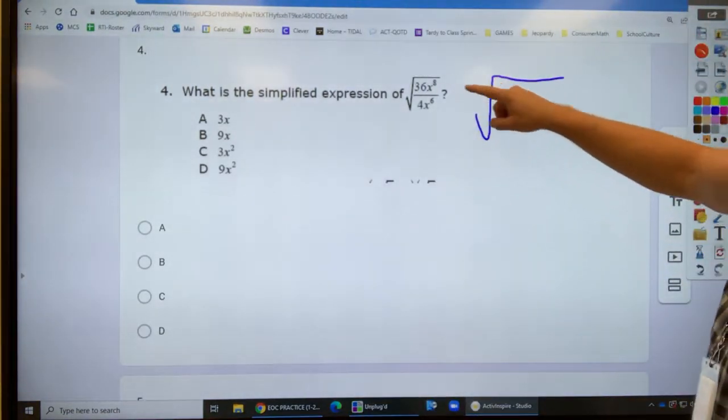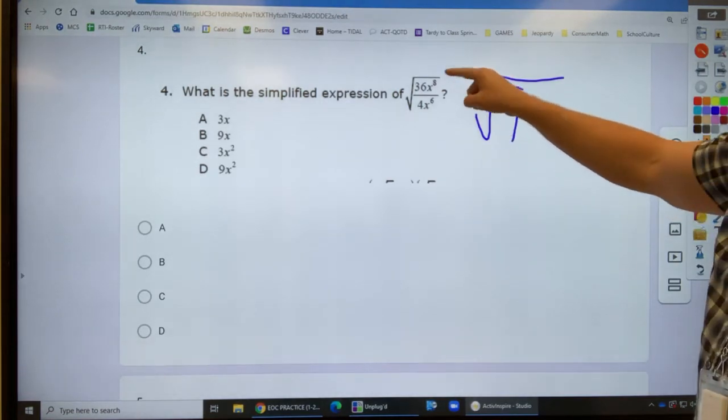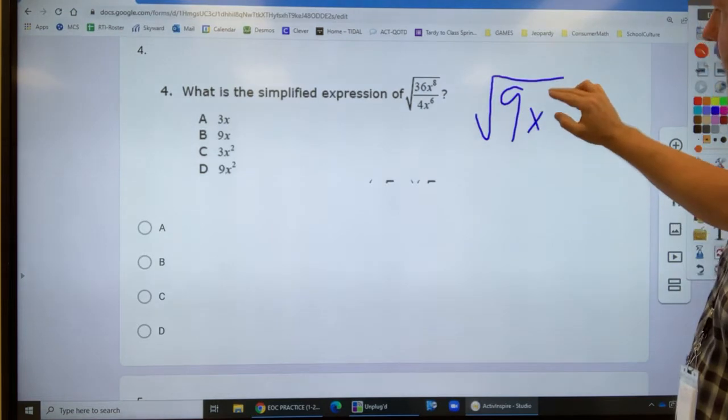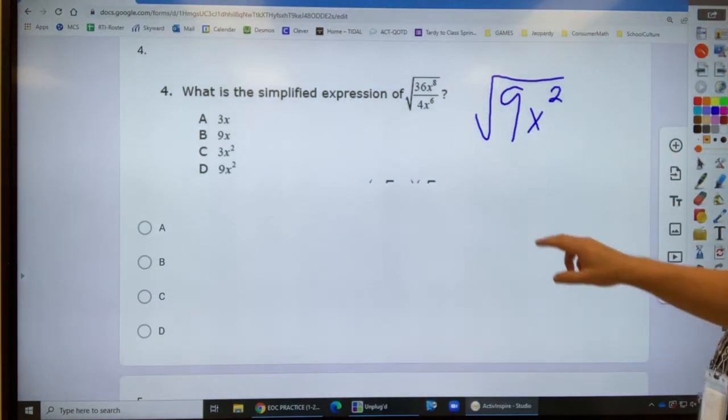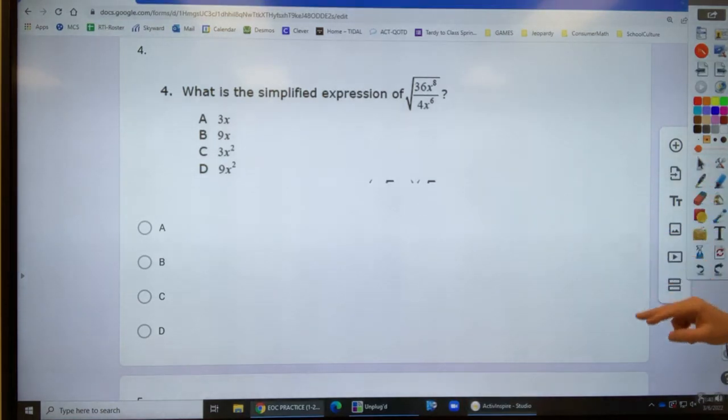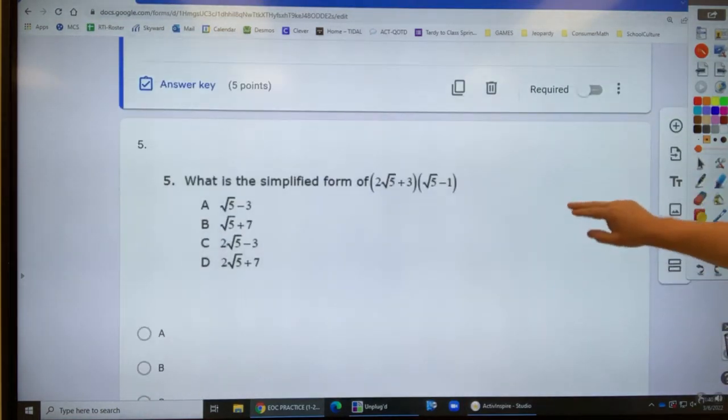Numbers work with numbers. So 36 divided by 4 is 9. X to the 8th divided by x to the 6th. You subtract exponents when you divide. So there's where we are. Final answer, 3x, A. All right, not bad, not bad.